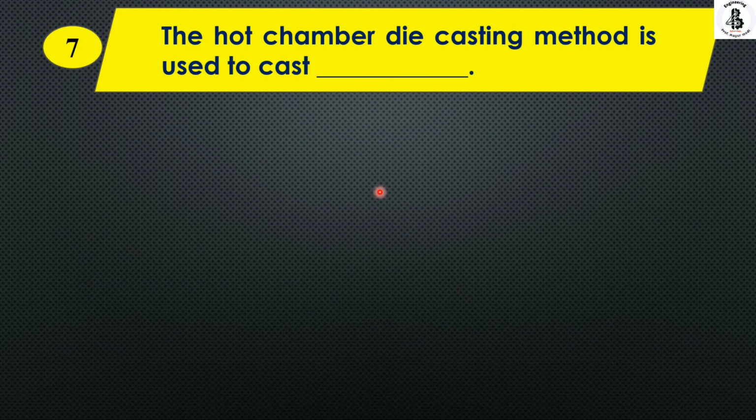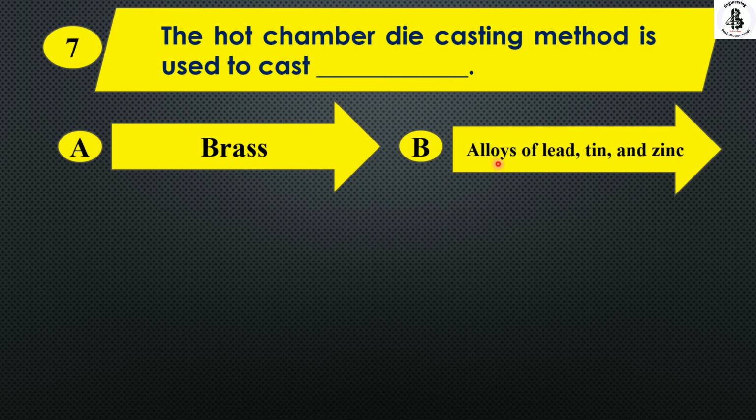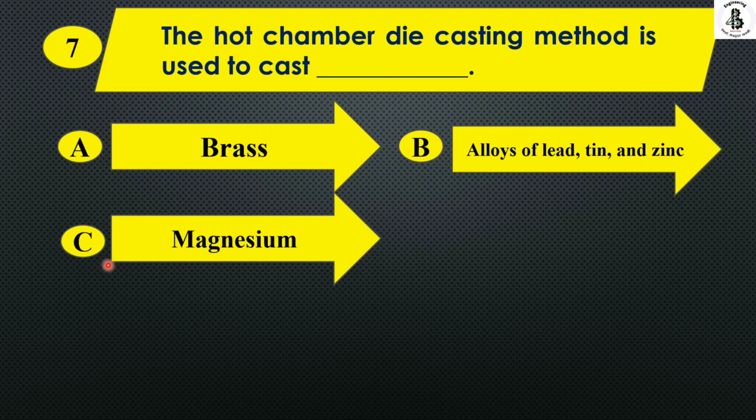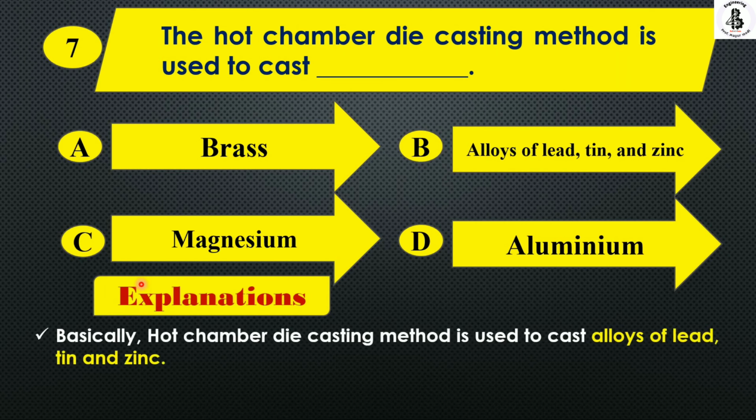The next question. The hot chamber die casting method is used to cast option A, brass, option B, alloys of lead, tin and zinc, option C, magnesium, and option D, aluminium. Basically, the hot chamber casting method is generally used to cast alloys of lead, tin and zinc. So the right answer is option B.